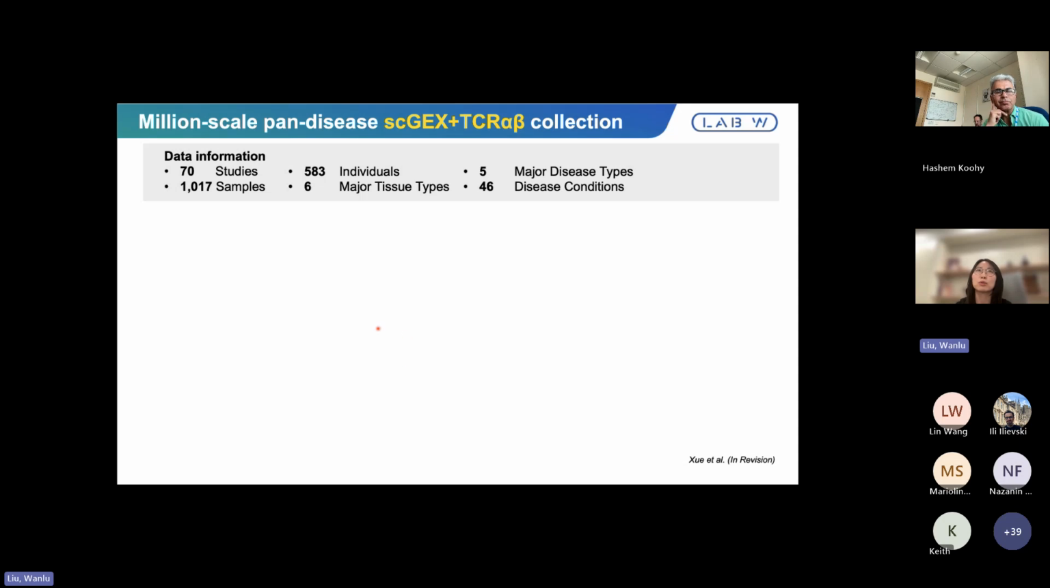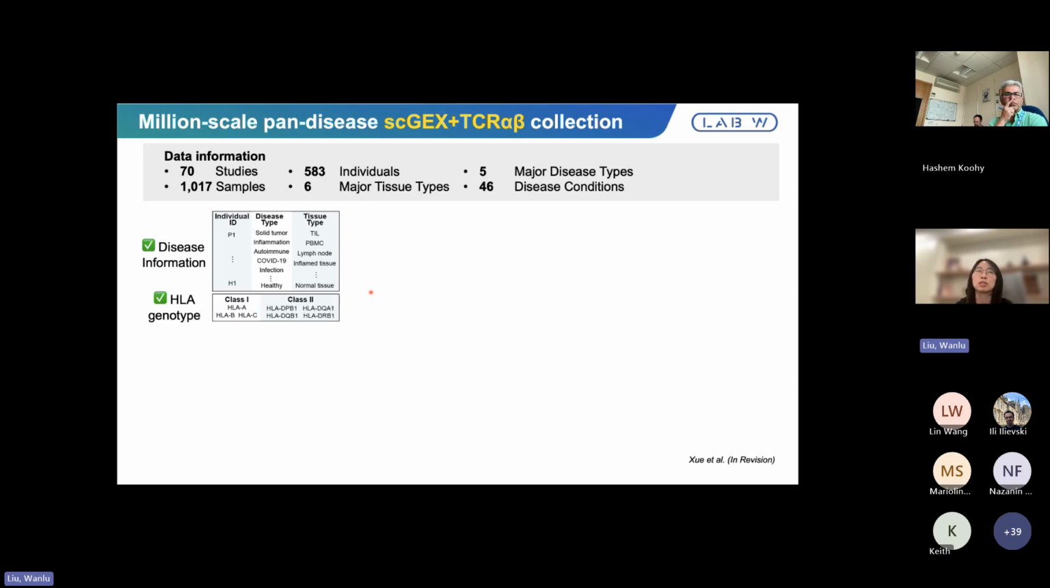It's collected from more than 70 studies, more than 1,000 samples and 500 individuals, spanning different disease types. What is contained in this data, first of all, very importantly, is the disease meta information, like the individual ID, the disease type, whether it's solid tumor, inflammation, autoimmune, etc., and also the tissue type, like whether it's tumor-infiltrating lymphocytes, PBMC, lymph node, or other tissues.